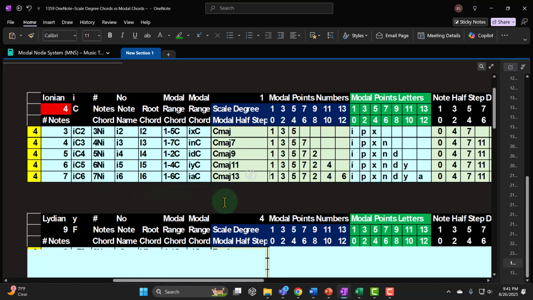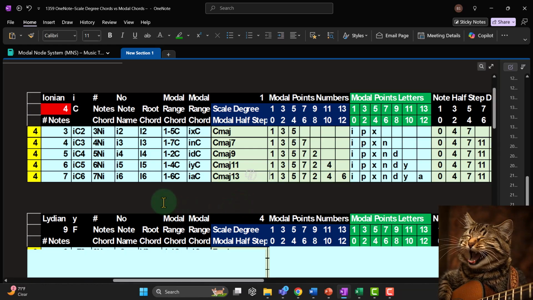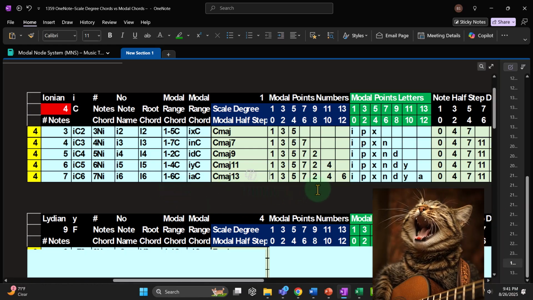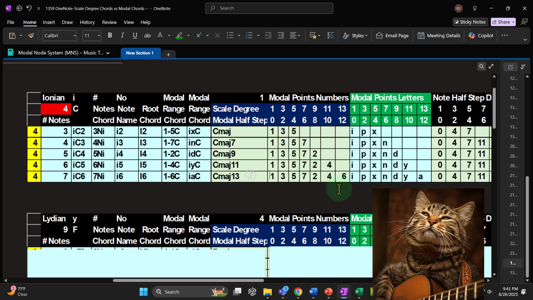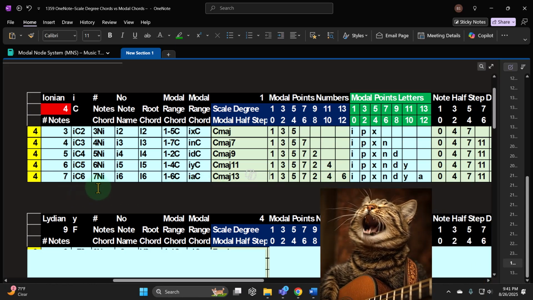So in any case, we could call that a C major 13. The 13 is equivalent to the 6 that we skip under a normal scale degree convention. It goes 1, 3, 5, 7, 9, 11, and then 13, which is equivalent to the 2, 4, and the 6, right? But I'd rather call it a 7-note Ionian chord.